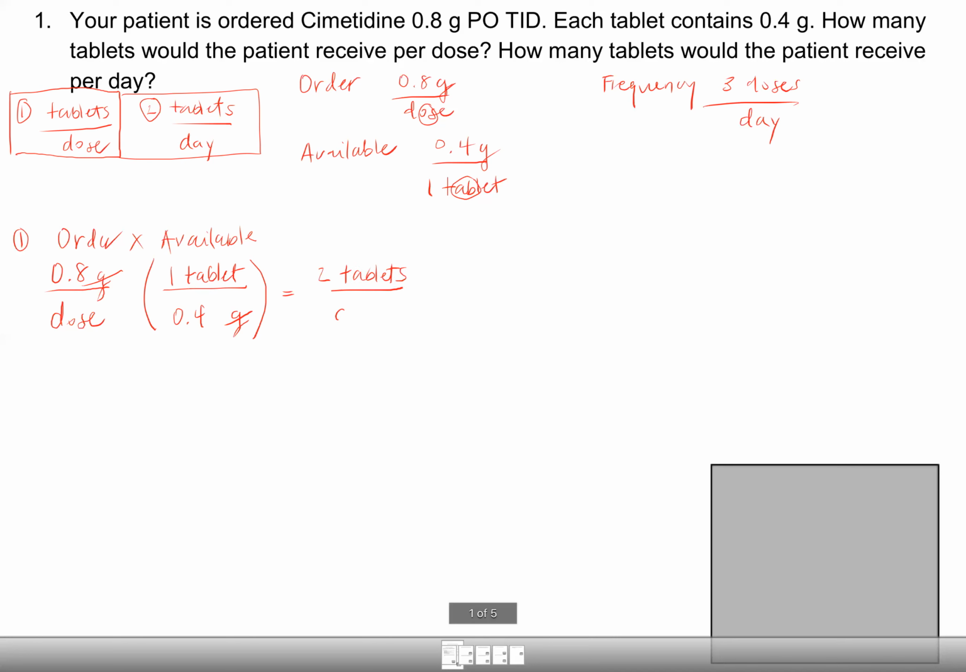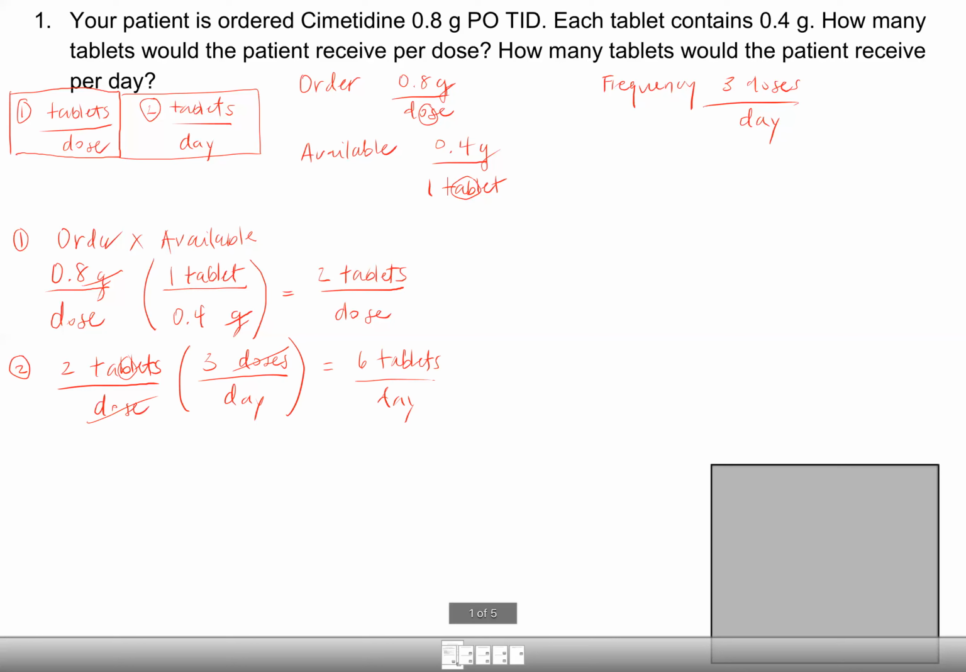tablets per dose. For the second part of the question, we're looking for tablets per day. So I like to just rewrite this so that you can see it. And we're looking for tablets on the numerator, but we also want day in the denominator. So we're going to go ahead and write 3 doses per day. And the answer is 6 tablets per day, because your doses will cancel out.